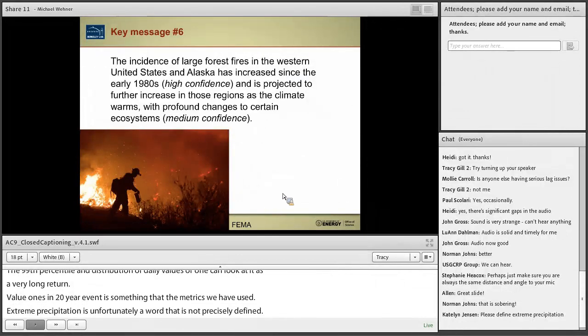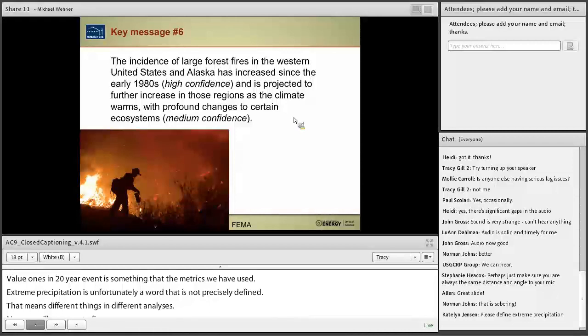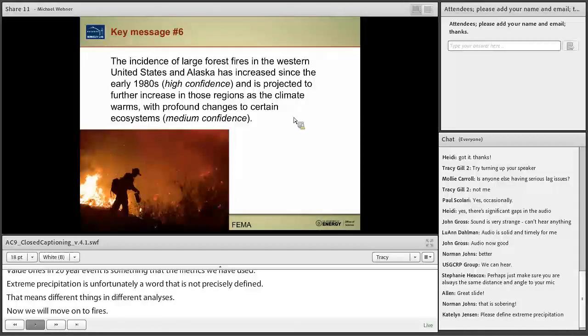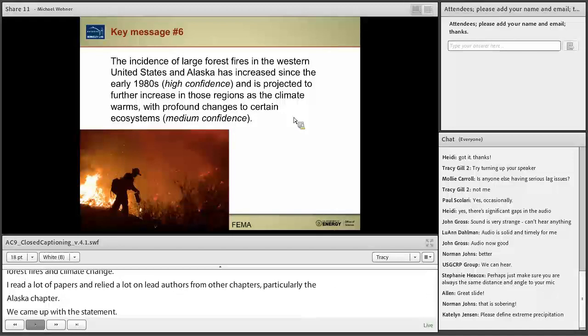Now we're going to move on to fires. In the interest of full disclosure, I have to say that before this chapter was written, I had no real experience in the literature of forest fires and climate change. And so I had to read a lot of papers. I relied a lot on my other lead authors from other chapters, particularly the Alaska chapter. But we did come up with a statement, and we wrote that the incidence of large forest fires in the western United States and Alaska has increased since the early 1980s and projected a further increase in those regions as the climate warms, with profound changes to certain ecosystems.